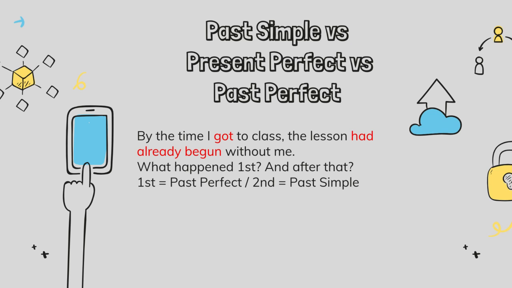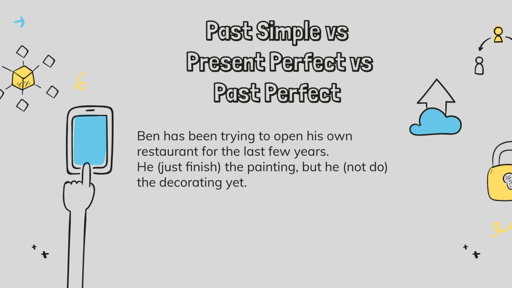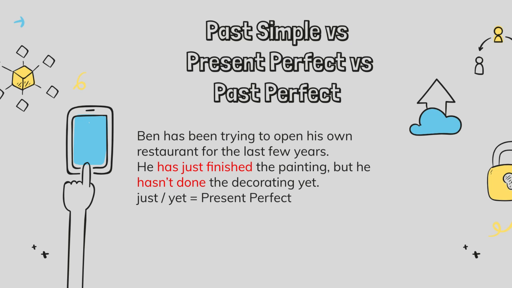What about this one? Ask yourself, what do I see? I don't see anything about past. I see has been trying to open his own restaurant. And I see just and yet. So, just and yet is present perfect. Conclusion: He has just finished the painting, but he hasn't done the decorating yet. So it will take a while until he is going to open his new restaurant.